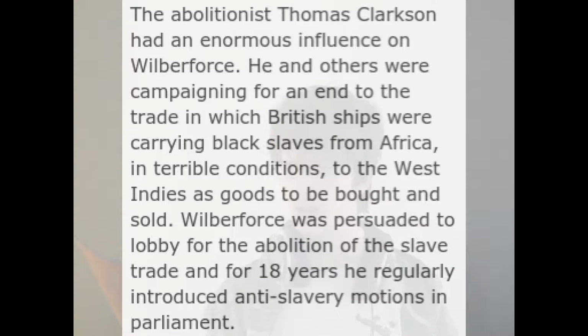As Gale says, the abolitionist Thomas Clarkson had enormous influence on Wilberforce. He and others were campaigning for an end to the trade in which British ships were carrying black slaves from Africa in terrible conditions to the West Indies as goods to be bought and sold. Wilberforce was persuaded to lobby for the abolition of the slave trade, and for 18 years he regularly introduced anti-slavery motions in Parliament.